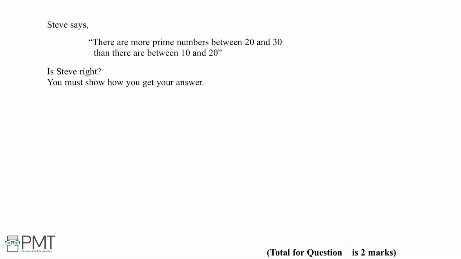Steve says there are more prime numbers between 20 and 30 than there are between 10 and 20. Is Steve right? You must show how you get your answer. So the first thing to note for this question is that a prime number is a number which is only divisible by itself and 1.